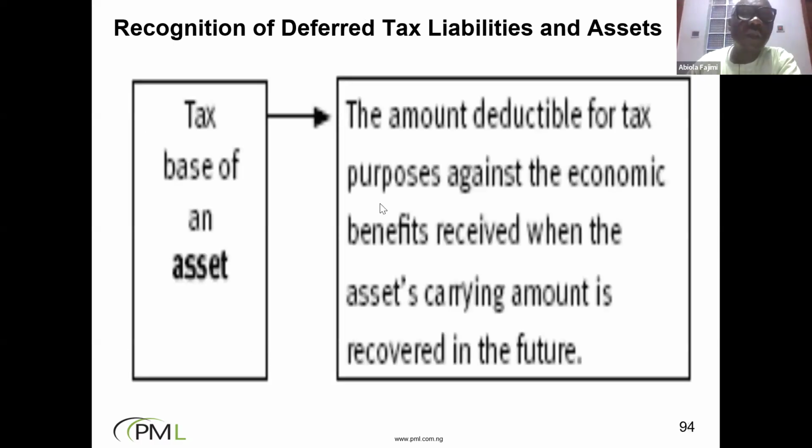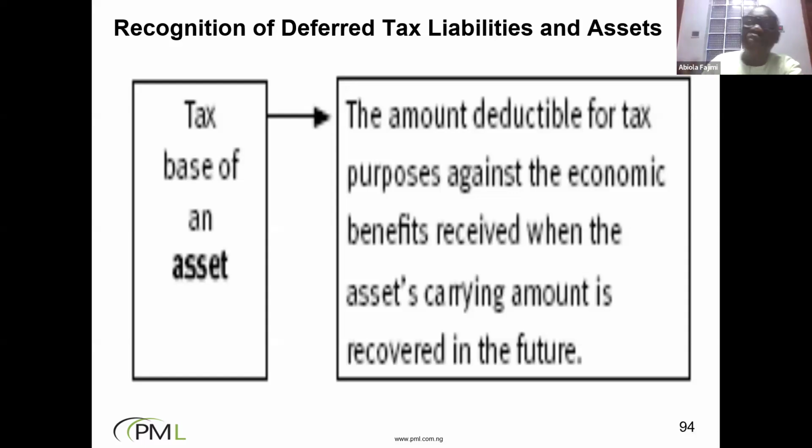Okay, let's go through it. Tax base of an asset. You have an asset when the amount deductible for tax purposes against the economic benefit received, when the asset's carrying amount is recovered, is in the future. When you have benefits you are going to recover from the taxman in future, recognize a deferred tax asset. For example, if you have an unrelieved loss, you have made losses and the taxman is not able to give you benefit, you need to recognize it as an asset.